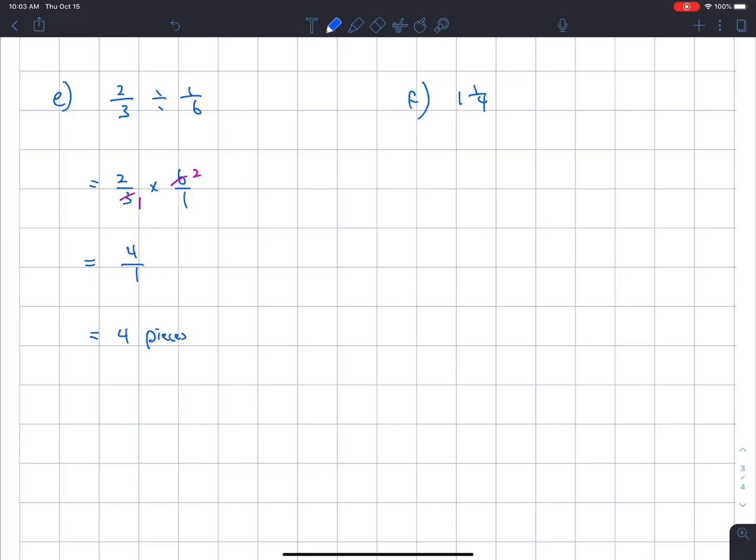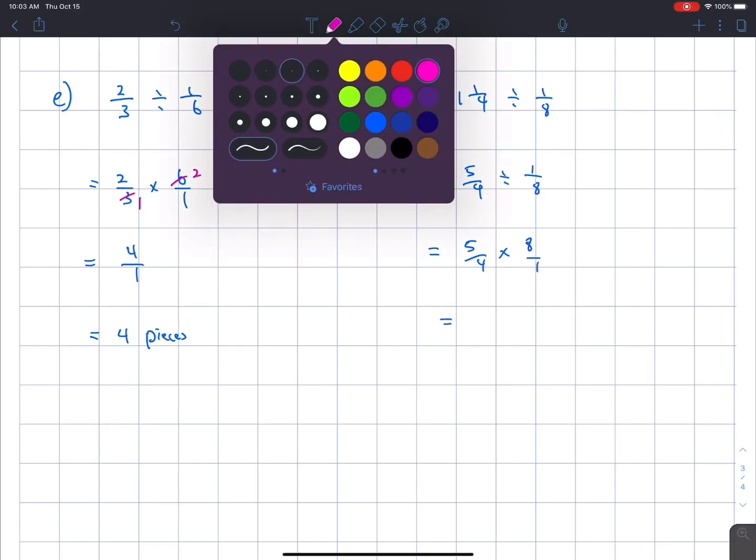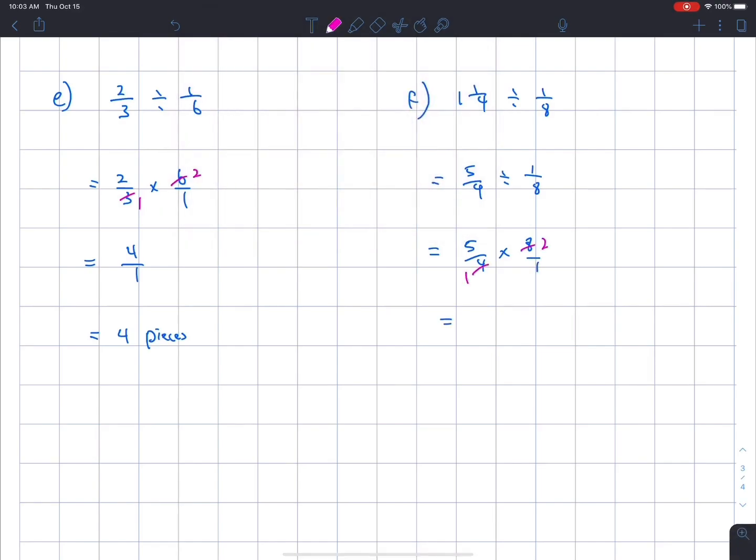1 1/4 divided into pieces of 1/8 of a whole circle, so 1 1/4 divided by 1/8. This becomes 5/4 divided by 1/8. So we get 5/4 times 8/1. And then we simplify. Divide by 4 to get 1, divide by 4 to get 2. We get 10/1. So 10 pieces will be our answer.